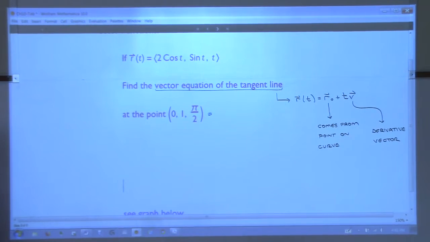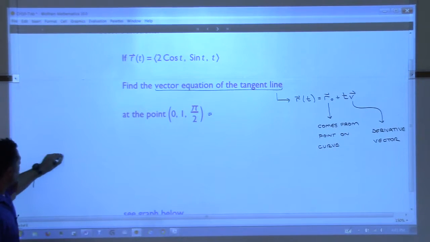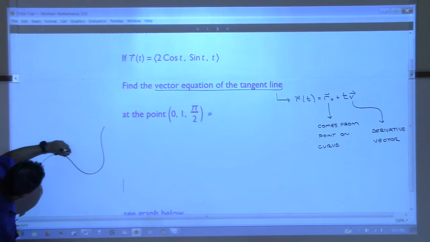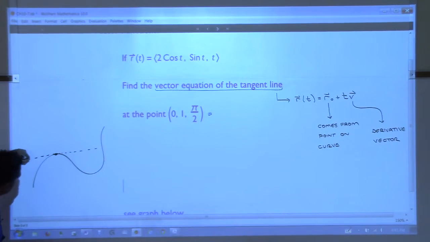So, shall we talk? It hasn't quite been 8 minutes, but visually, here's what we've got. We've got a curve in three-dimensional space, right? We've got some point here, the point (0, 1, pi over 2) is where we are, and we're trying to look at the tangent line to this, and we're trying to come up with the equation of that, right?